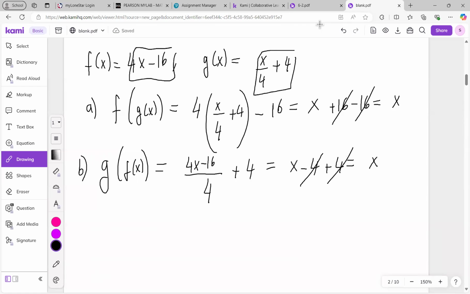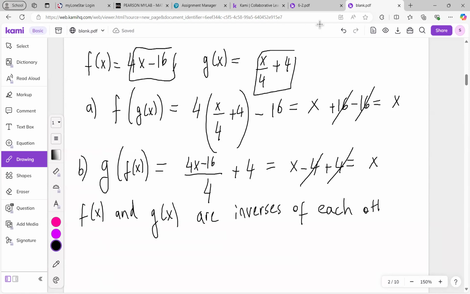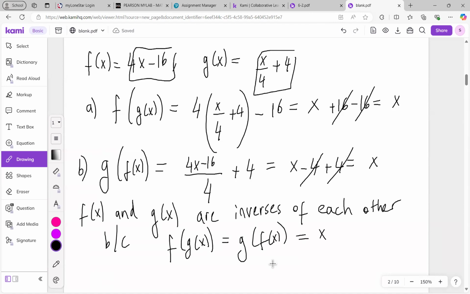Now, we're going to say f of x and g of x are inverses of each other, because this is a rule that we need to understand. When we did f of g of x, it was the exact same thing as g of f of x, and they were both equal to x.